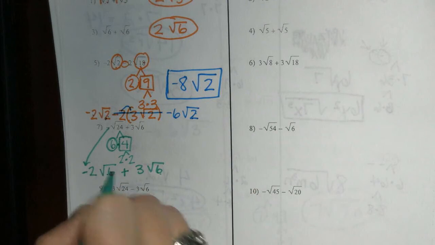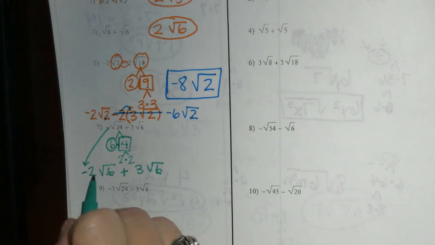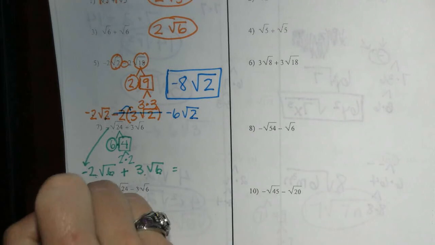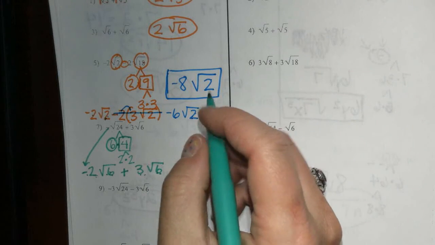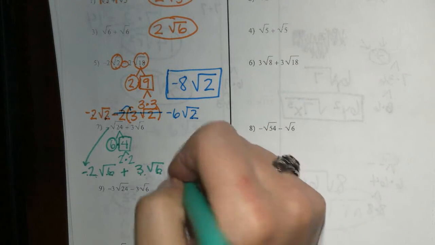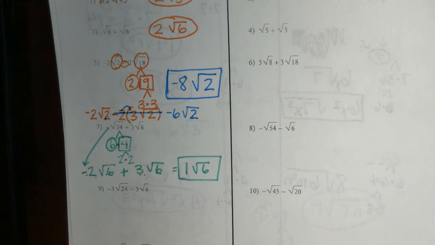So now my radicals are the same, and I can just add the coefficients, the numbers in front, like normal. Negative 2 plus a positive 3, what would that give you? 1 square root of 6. Or you could just put square root of 6. That's your answer.